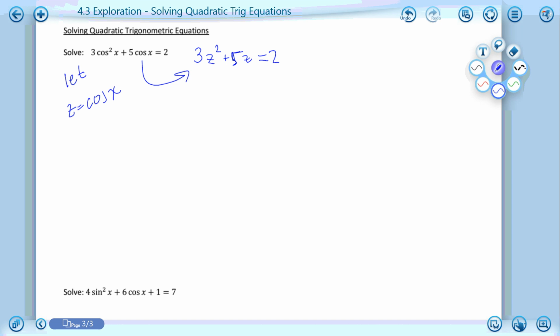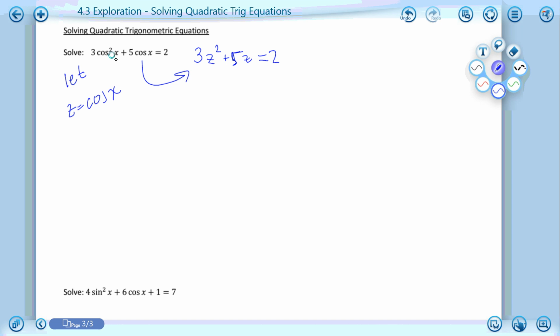Some people find it more helpful than others to actually go ahead and write down what z is equal to. But that's a good first step. And now if I can solve this quadratic equation, that'll tell me what z is, which then I can use to figure out what cosine x is and what x is. So how do I solve this equation?